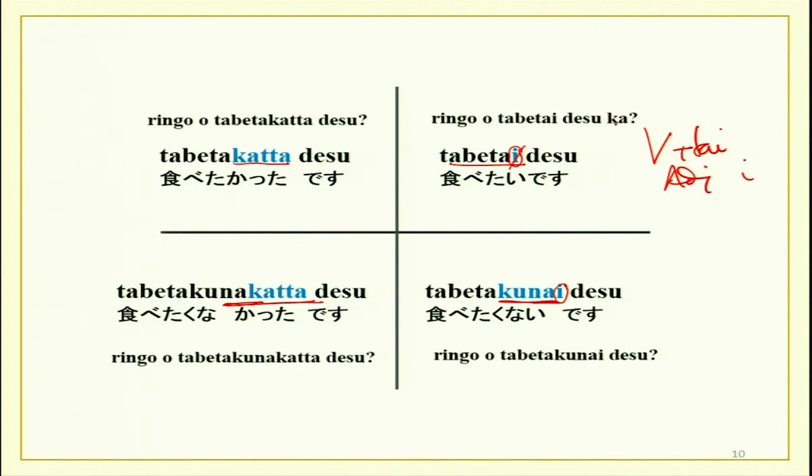Now you can see over here, ringo o tabetai desu ka? It's a question. Do you want to eat ringo? Ringo o tabetakatta desu. I wanted to eat a ringo. Ringo o tabetaku nakatta desu. And ringo o tabetaku nai desu. I don't want to eat ringo. So you can see the similarity over here very, very clearly in the tai form and adjectives.